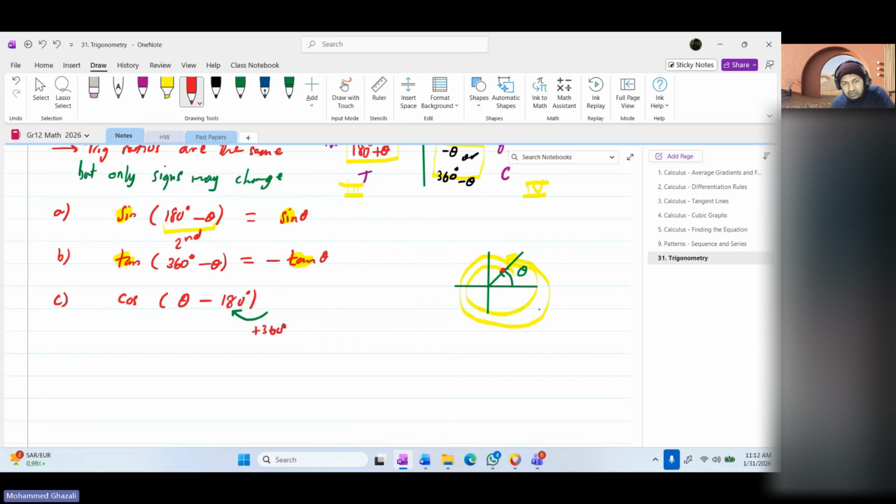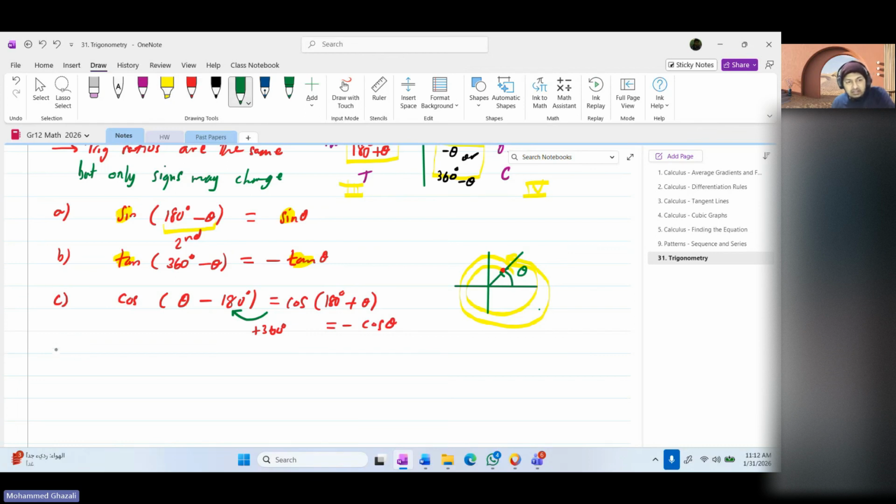So now I'm going to change this question into cos of 180 plus theta, because I added 360, and 360 minus 180 is 180. 180 plus theta is in the third quadrant and cos is negative. So the answer is negative cos theta.